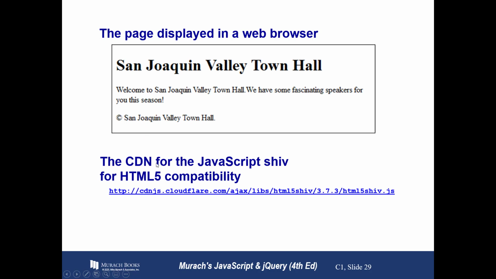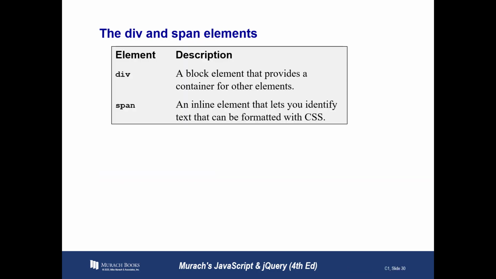The CDN for JavaScript shiv for HTML5 capability. What this shiv is saying, I'm just going to keep it simple, is, hey, if you're using an older browser and you come up with, for example, one of the new HTML5 components and you don't understand it, forget about that it's an HTML5 component. Treat it like it's an older type of component, for lack of better words.